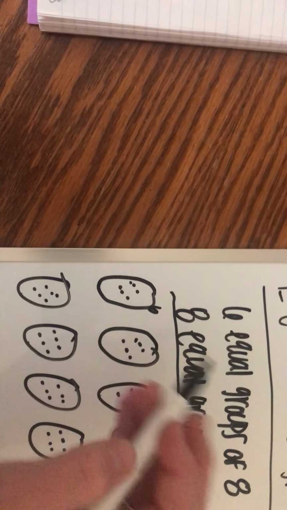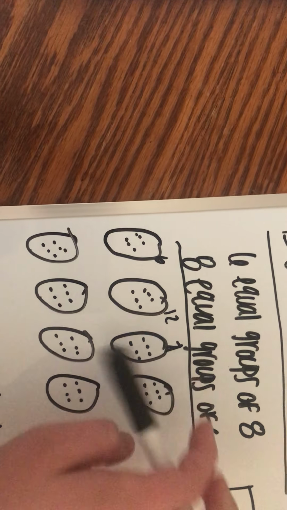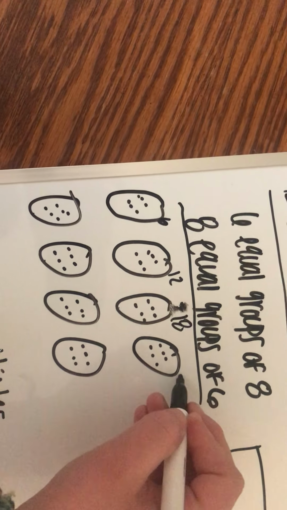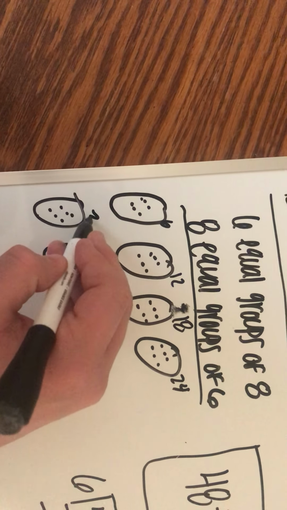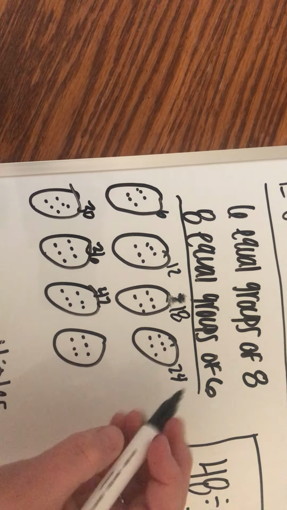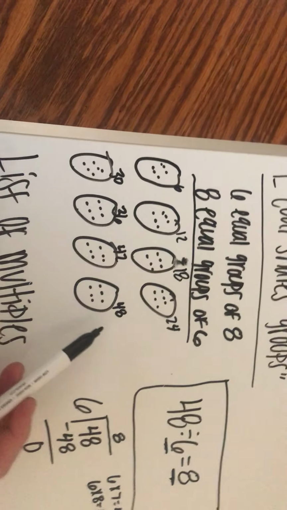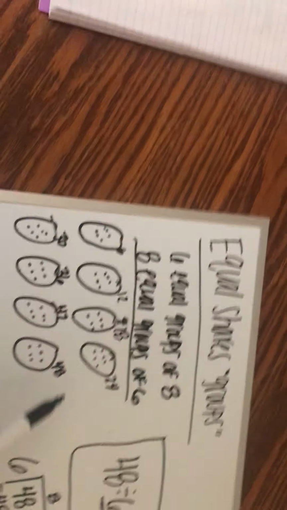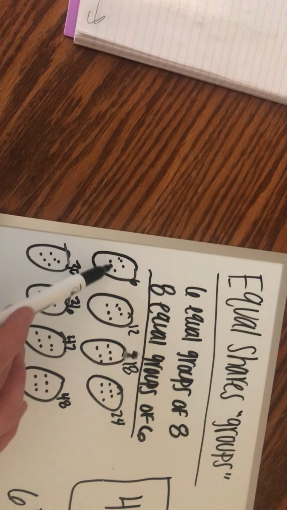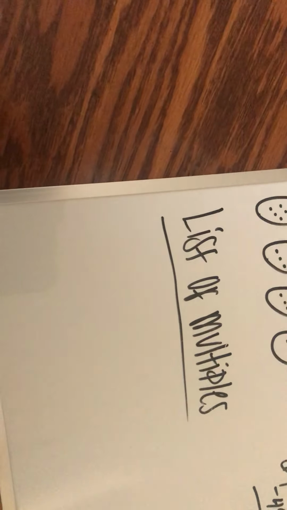So if each group has 6 dots, I can just count them all together. Ready? 6, 12, 18, 24, 30, 36, 42, and 48. So I have a total of 48 dots. How I got these, I just counted the 6 in each group. So there are 6, then this group plus the previous group was 12. I did my multiplication facts of 6.